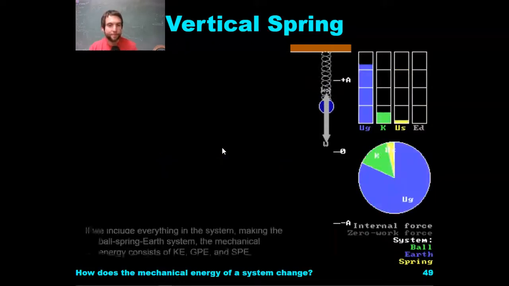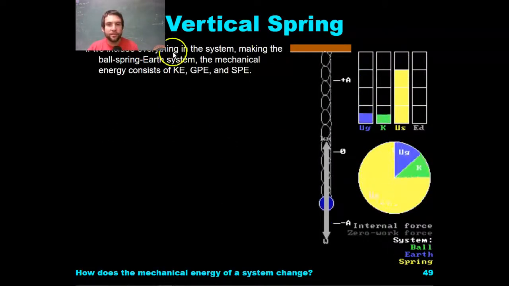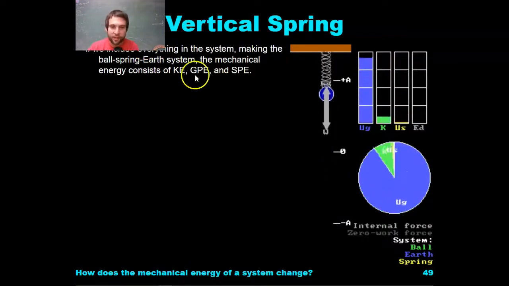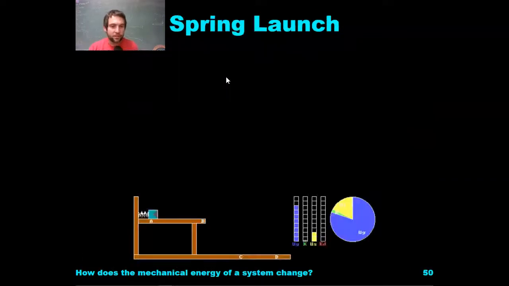So it's negative work. If we include everything in the system, making the ball-spring-Earth system, the mechanical energy consists of kinetic, gravitational, and spring potential. We've already talked about this, so we're good there.